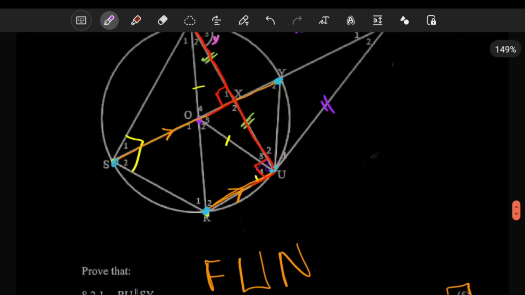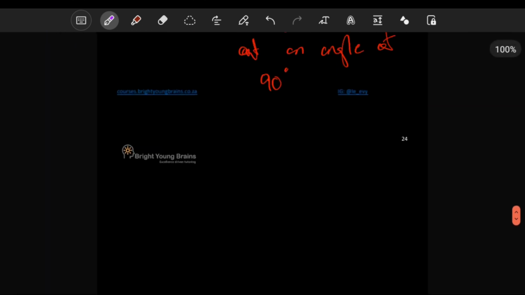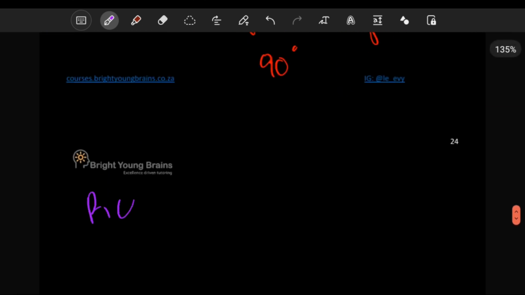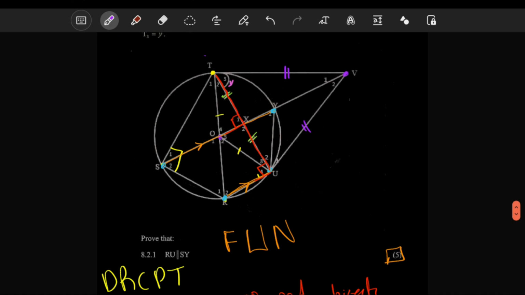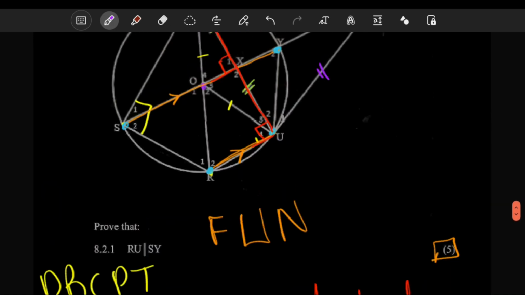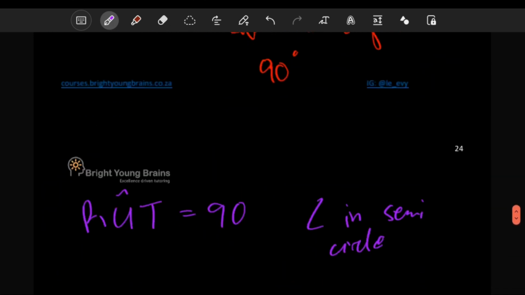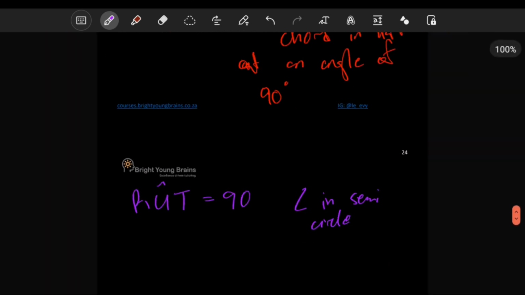Now we just need to show that we know that this is 90. So RUT, we're going to show that this is equal to 90 degrees. This angle here, RUT, is equal to 90 because angle in semicircle. Okay, good. We've proven that that's 90. So this is equal to 90 and that one is also equal to 90. So this is like 4 marks.